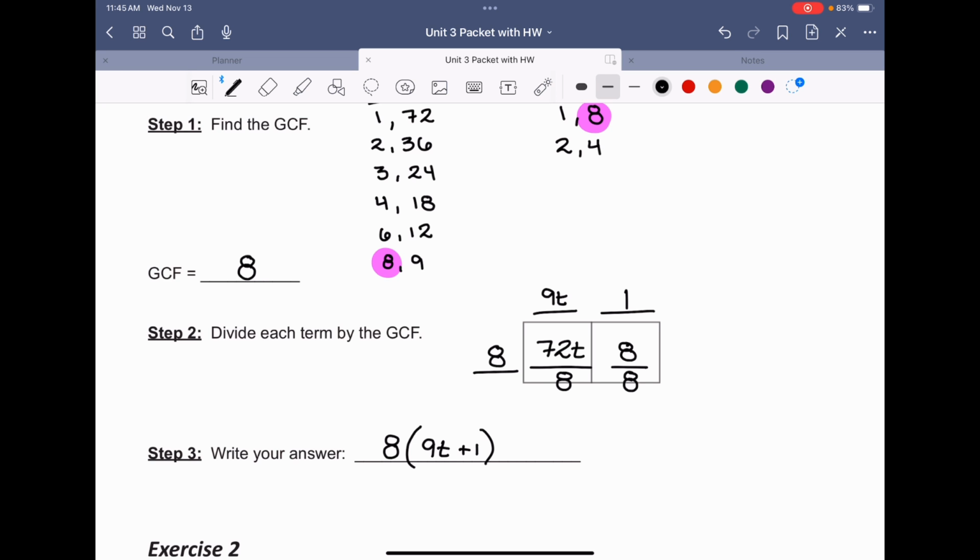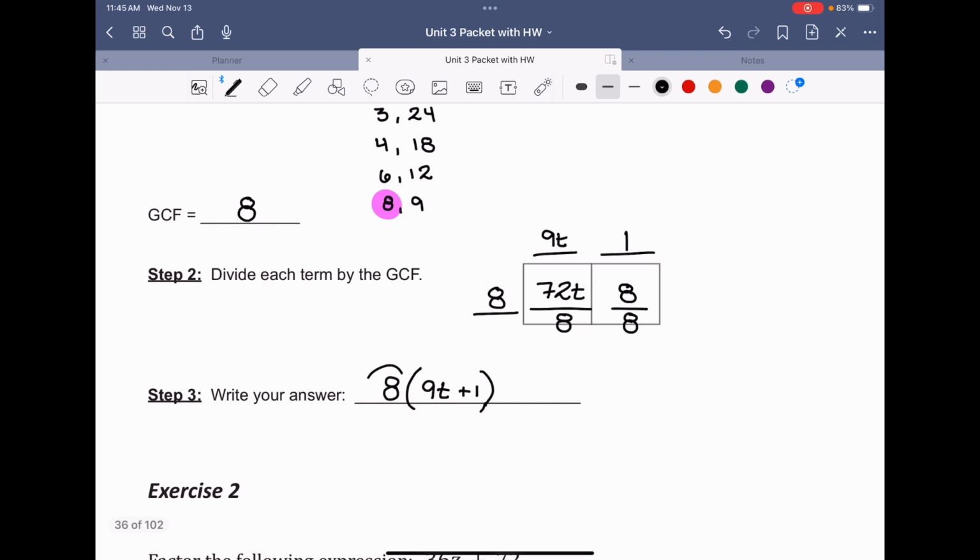A great way to check this, if I think about the distributive property, if I take 8 and distribute, I should get the same thing I started with, 72t plus 8. And that's just a great way to check.